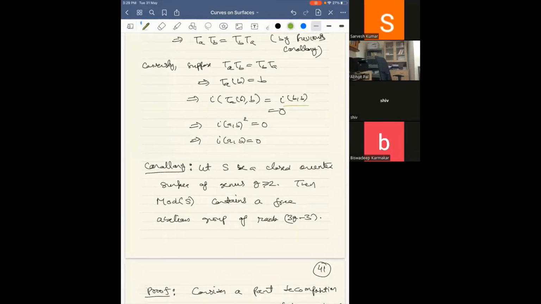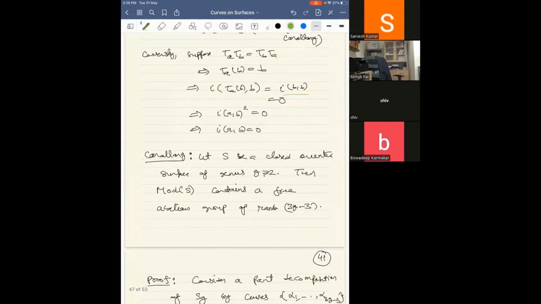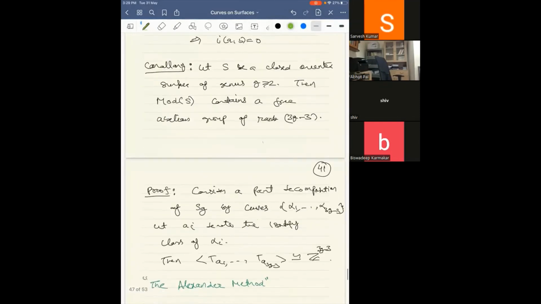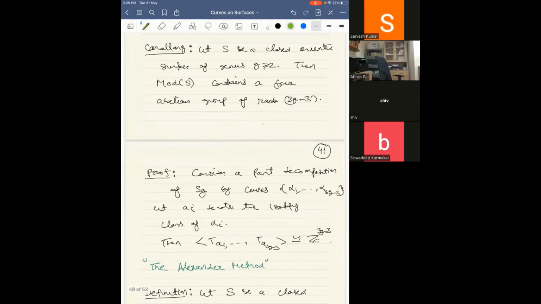So this is an immediate corollary. If S is, let's say, a closed orientable surface of genus g, then the mapping class group contains a free abelian group of rank 3g minus 3. I have given the explanation; you can simply look at a pants decomposition.